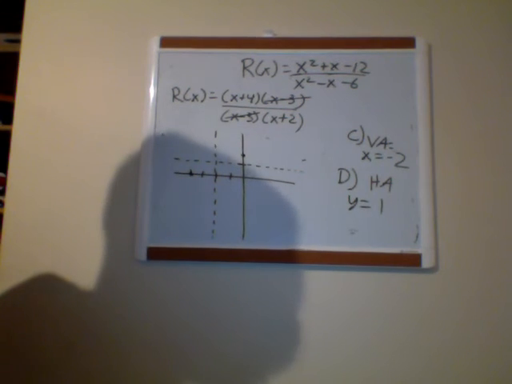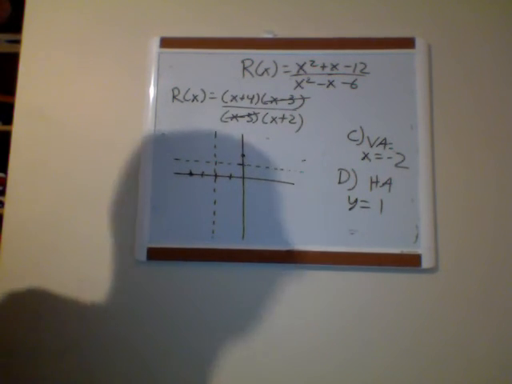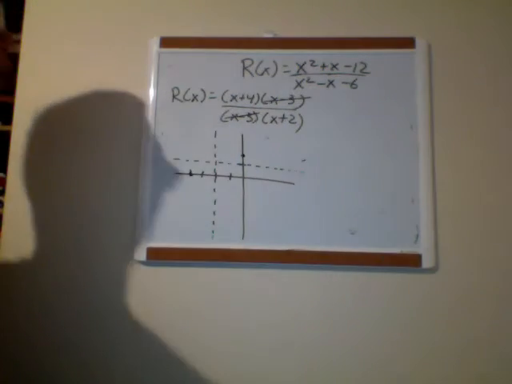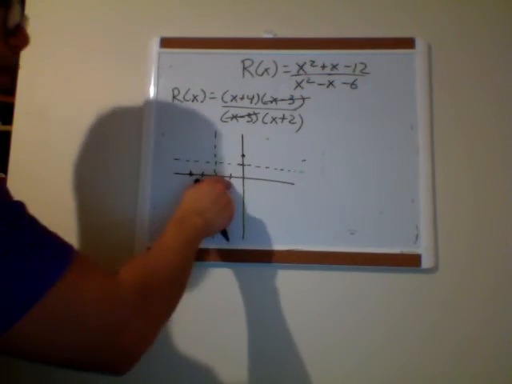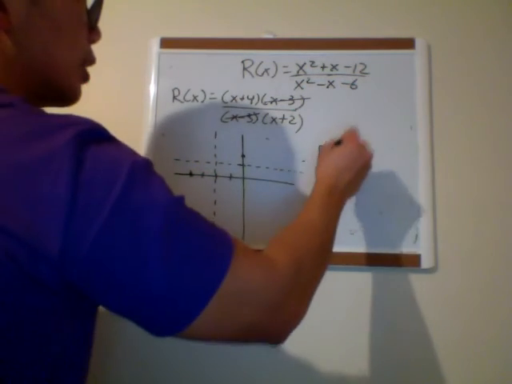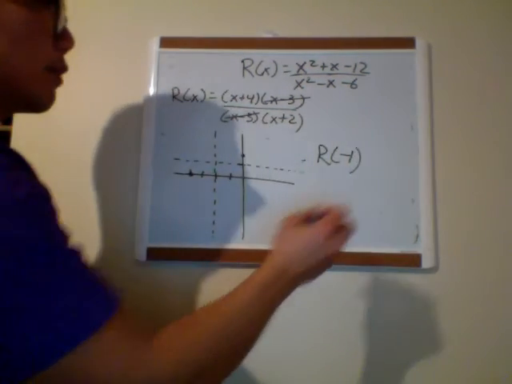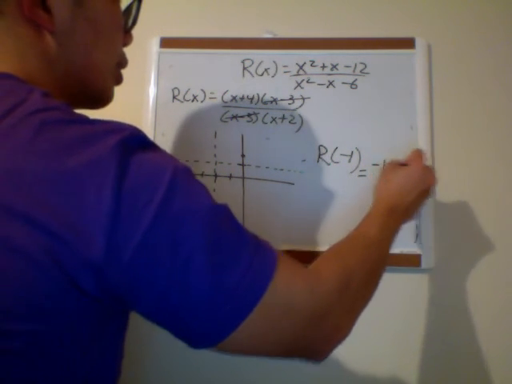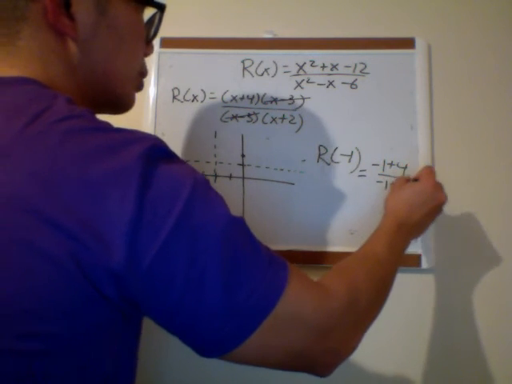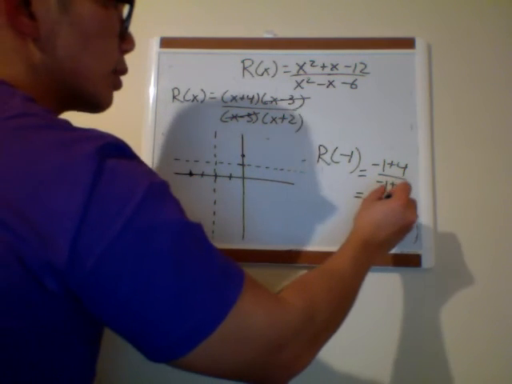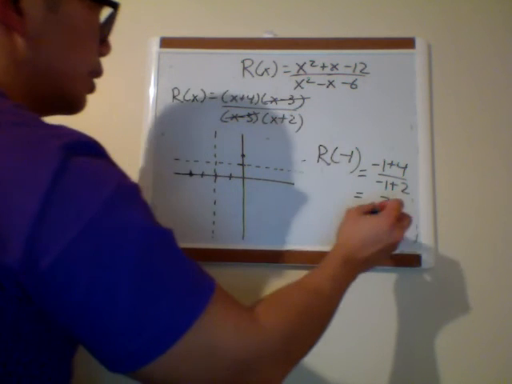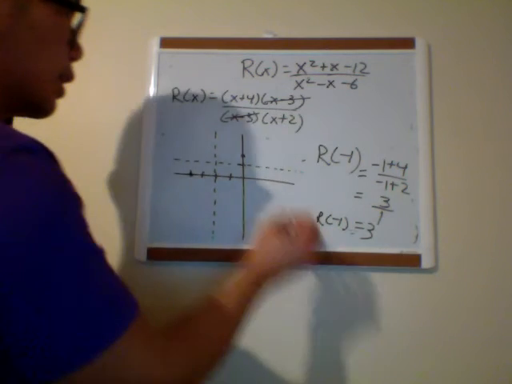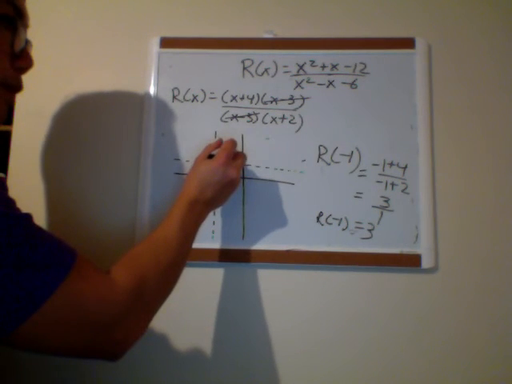However, the directions say that we should test a point to figure out what the graph looks like. So I'm going to test the point -1. I'm going to do r of -1, and I'm going to do it to my simplified version. So this becomes -1 plus 4 over -1 plus 2. And that is equal to 3 over 1. So I know at r of -1, I'm at 3. So at -1, I'm at the point 3.